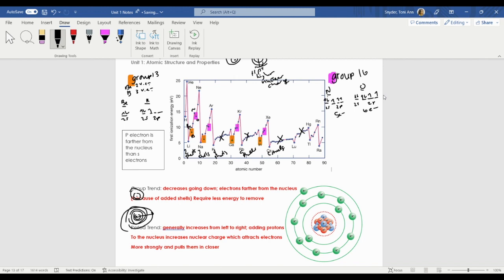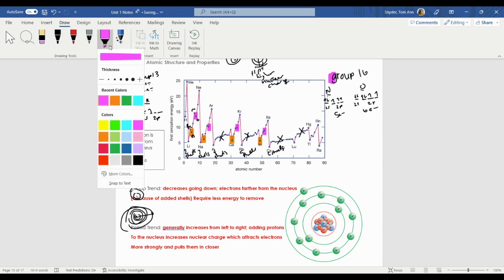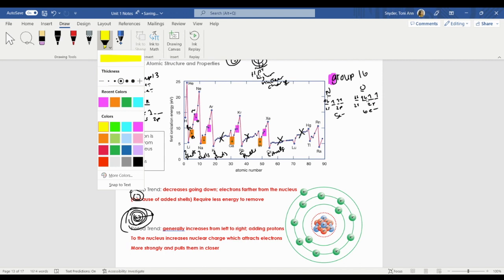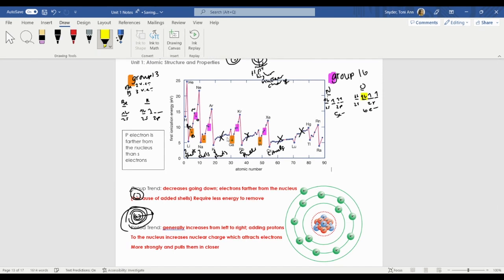What's the difference? Why is it easier to remove that last valence electron from oxygen than it is to remove the last valence electron from nitrogen? It comes down to this. Let's take a deep dive. Right here. That one. What do we know about electrons? We know that electrons don't like each other. Why don't electrons like each other? What do they have in common? They both have the same charge.